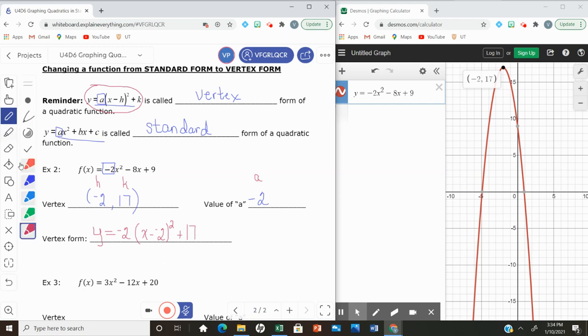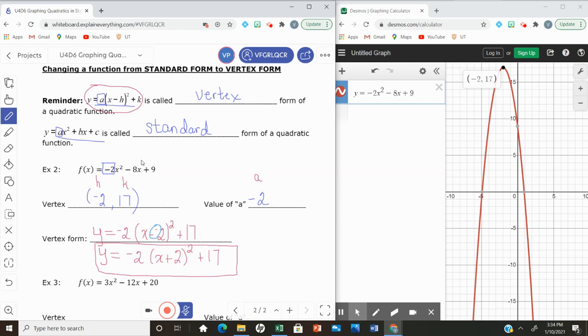Now be careful. What just happened right here? There's 2 negative signs. And what do 2 negative signs need to turn back into? Okay, so hopefully you said a positive number. So y equals negative 2, x plus 2 squared plus 17. And that is your equation in vertex form.